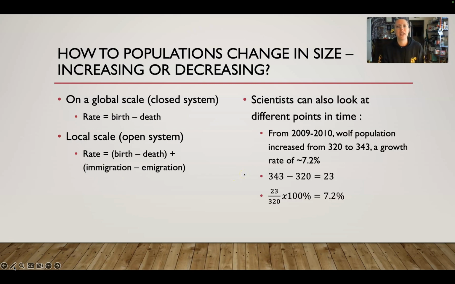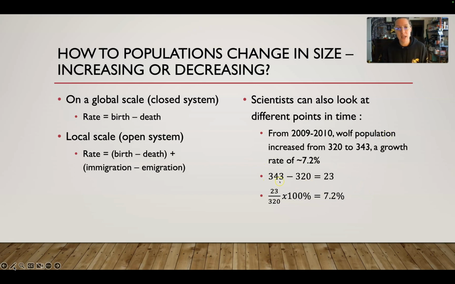Scientists can also look at different points in time when we're considering populations of animals. In particular, in this example, in 2009 to 2010, scientists noticed that the wolf population increased from a value of 320 wolves to 343 wolves, which resulted in a growth rate of about 7.2%. Your book goes into how to do this calculation, but I will walk us through this as well. I know that math can be pretty scary for a lot of us, so I'll walk us through.